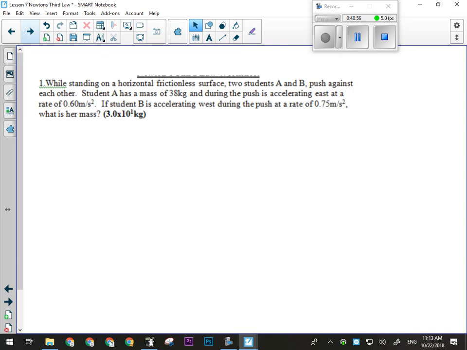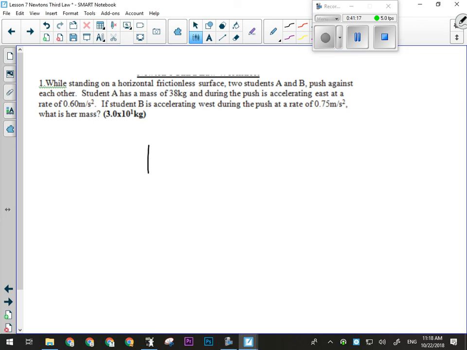Try this one. It's super easy. It's not a system question, it's just way easier than that. It's two people standing on the ice and they're going to push off of each other. Assuming the ice is frictionless, they're just going to push off of each other. I want you to calculate the acceleration of the second person.